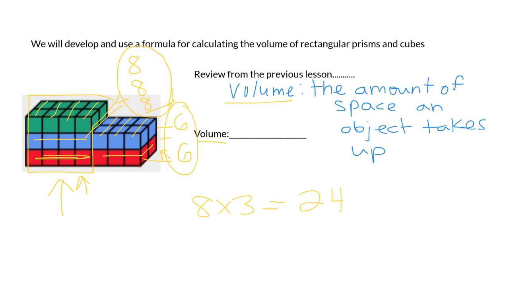And then I am going to combine that with our 2 layers, our red and blue layer over here, which was 6 times 2, or 2 layers of 6 unit cubes. And that is 12, giving us a total of 36 cubic units, or 36 units cubed. And that is the volume of our figure.